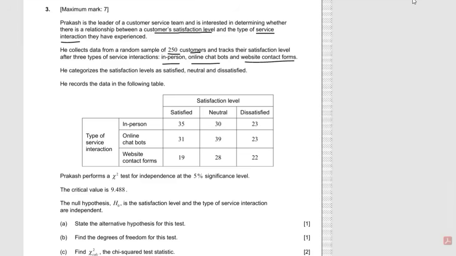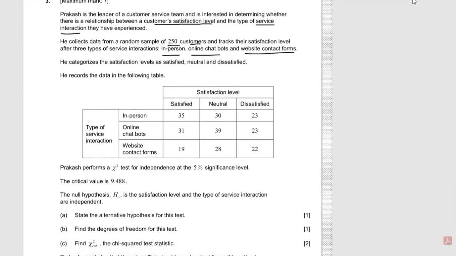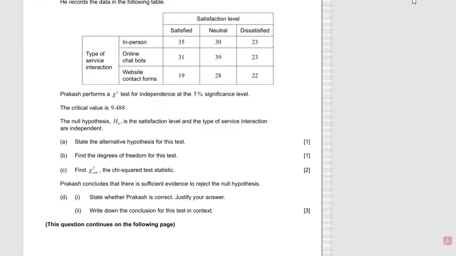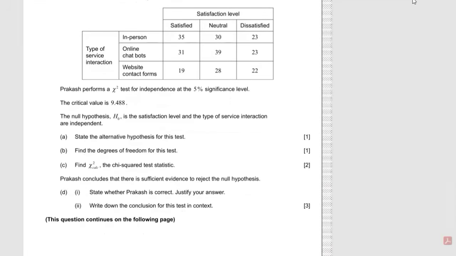We can see this in the table: satisfaction level, type of service interaction, in-person, online chatbots, website contact forms, satisfied, neutral, dissatisfied. He records the data in the following table, and this is a contingency table. Prakash performs a chi-squared test for independence at the 5% significance level. The critical value is given as 9.488.